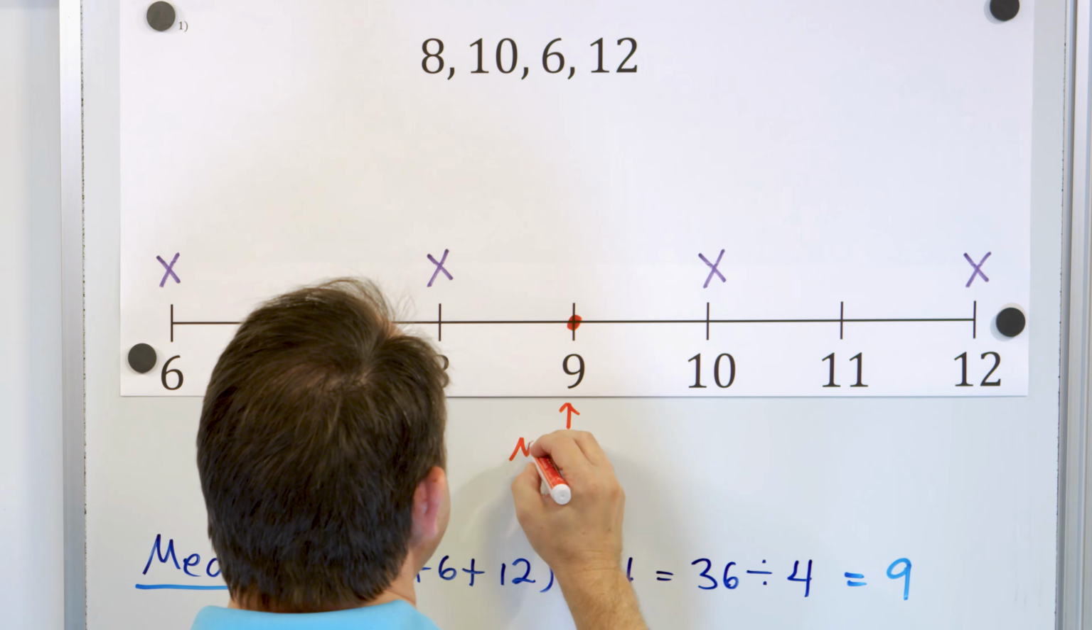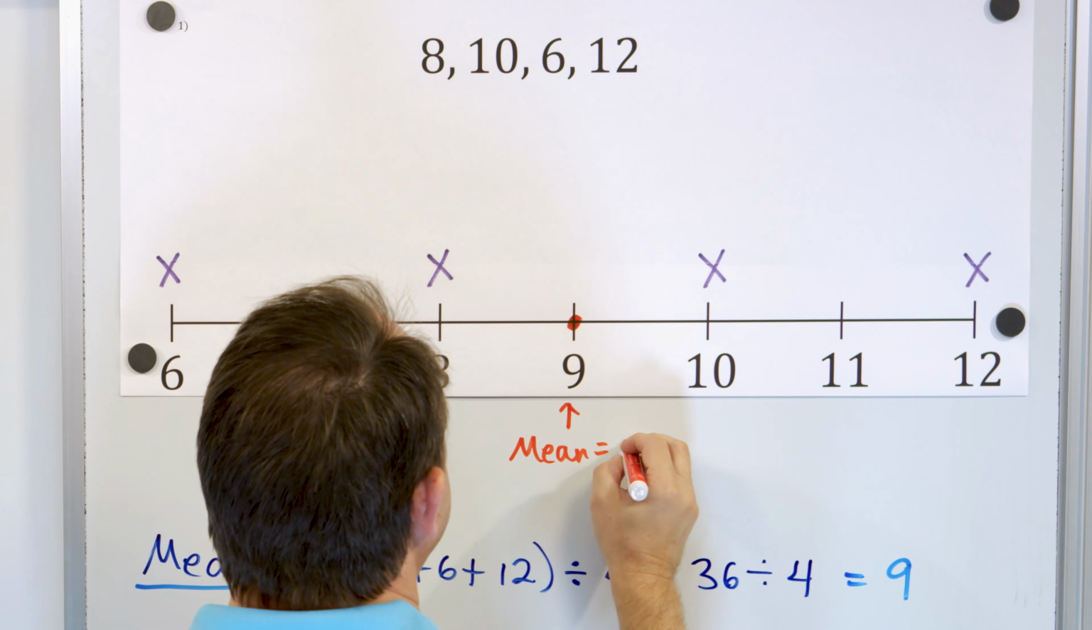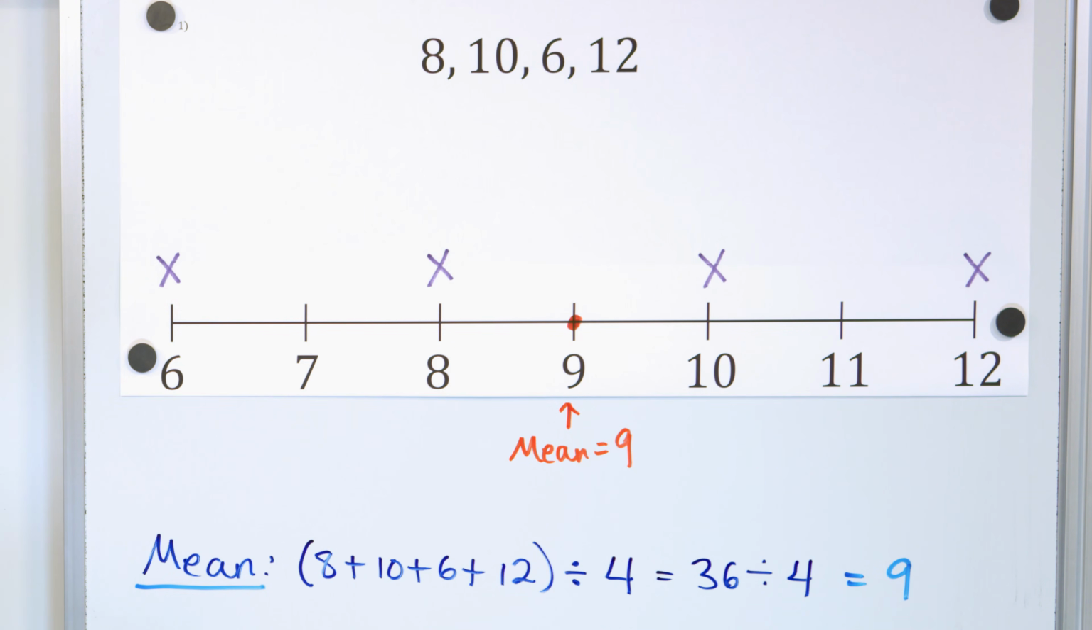And we can say that the mean is equal to 9. All right, that's the center value, so to speak, of the data set. Now what we're interested in is not just knowing the mean.